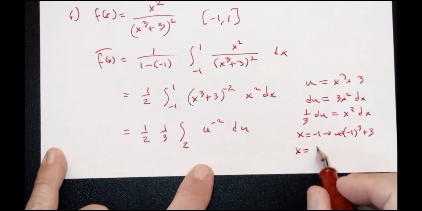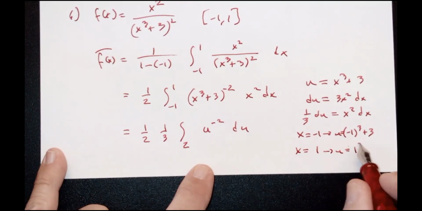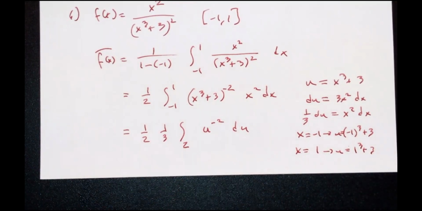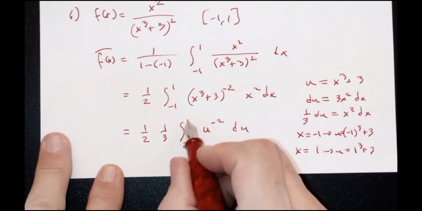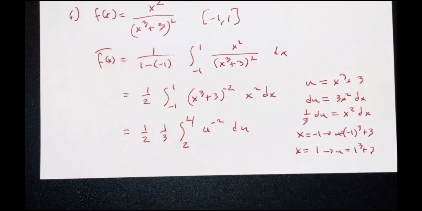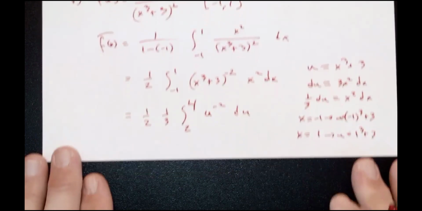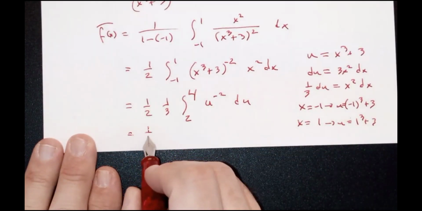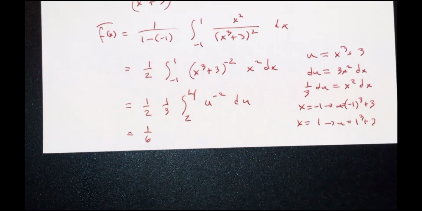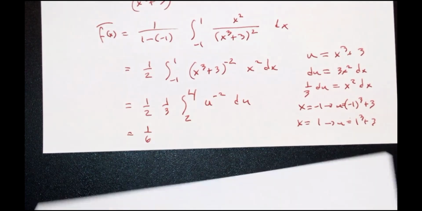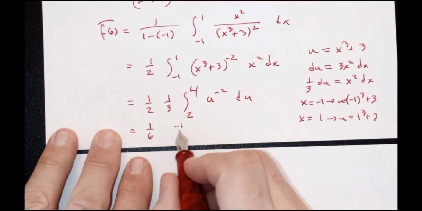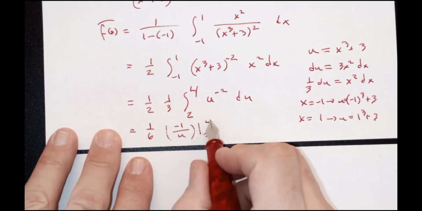If x is +1, u is 1 cubed plus 3. 1 cubed is 1. Add 3. I get 4. I don't ever have to think about x again. This problem is all in u. 1/6. What is the antiderivative of u to the -2? Negative u to the -1 power, or -1 over u? Evaluated from 2 to 4.